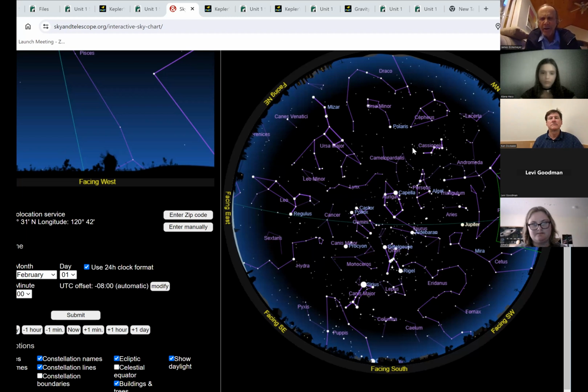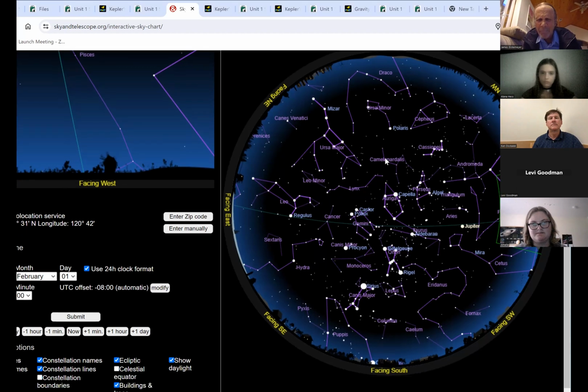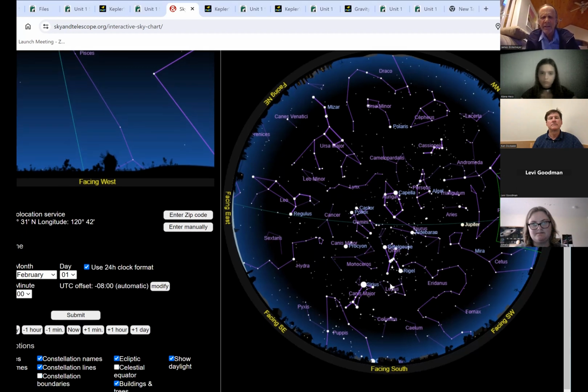So here we have basically all of the sky that you can see. Here's the Big Dipper, which we saw in the last picture. And then we have the pointer stars pointing to Polaris there.